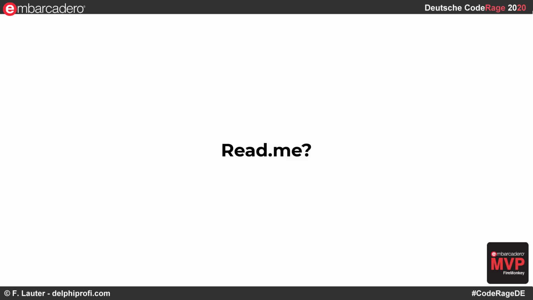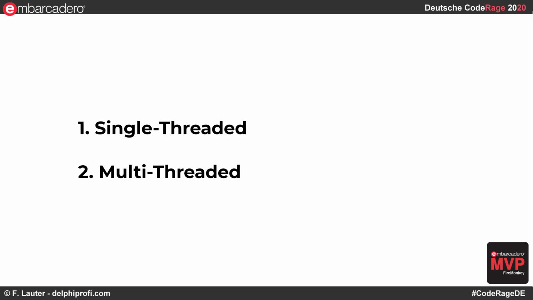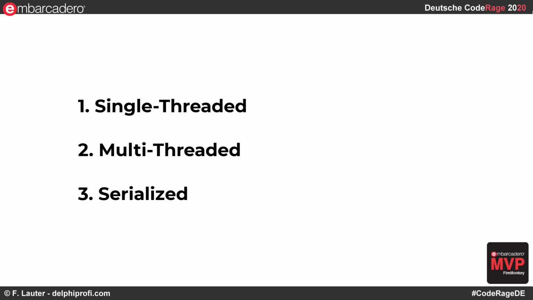So let's have a look at the SQLite documentation first. SQLite offers three different threading models. The first is single thread. In this mode, only one thread can access the database at a time. Second, multi-thread. In this mode, you can access the database with several threads, provided that a connection is only used by one thread. Third, serialized. In this mode, the database can be used by multiple threads without restriction.